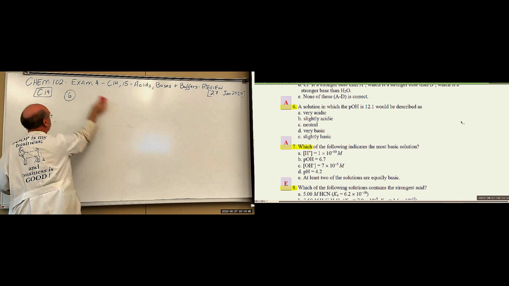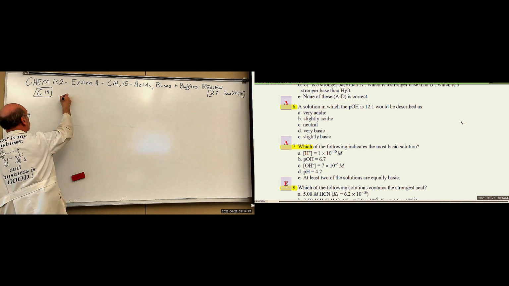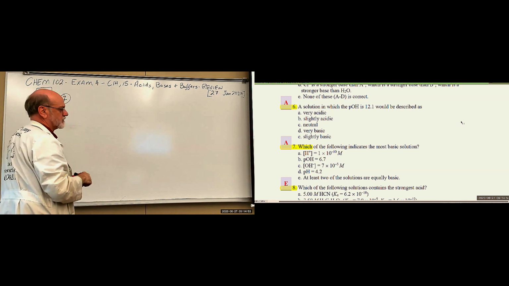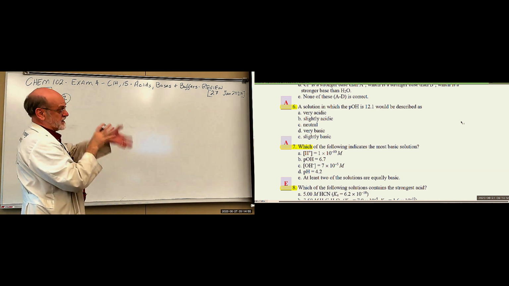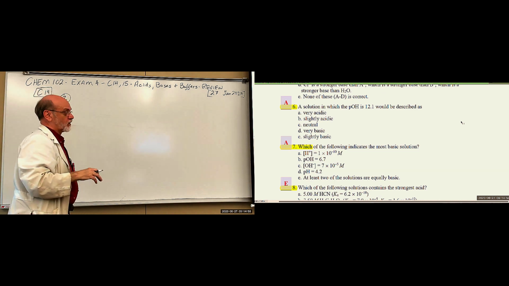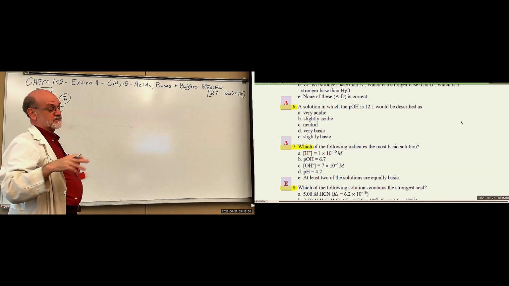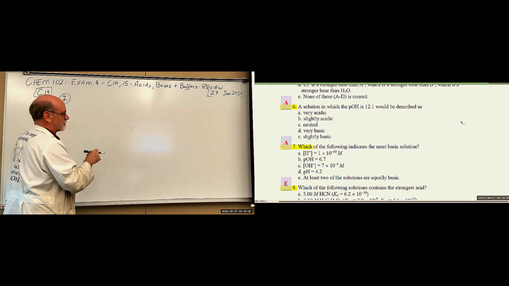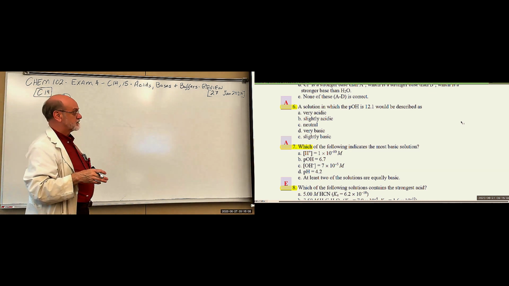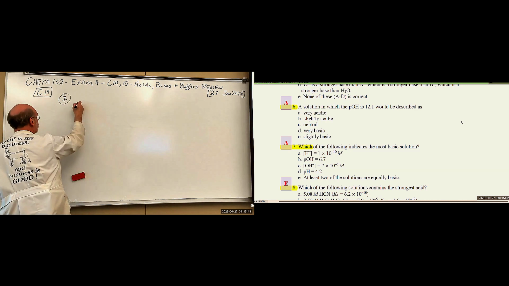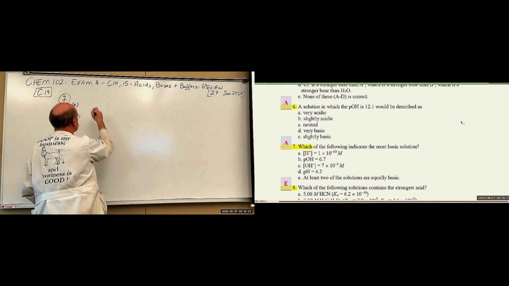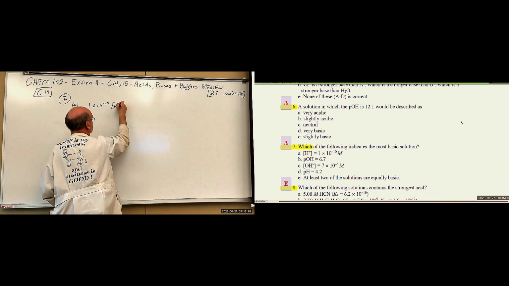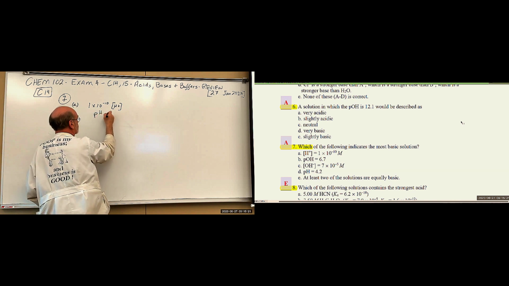Now 6. About 7. Which of the following indicates the most basic solution? All right, we've got a mix here. So in order to compare apples to apples, and not apples and oranges and bananas and grapefruit, we need to put them all in the same form. So I would go for pH. If A is 1 times 10 to the minus 10 hydrogen ion concentration, the pH then would be equal to 10.